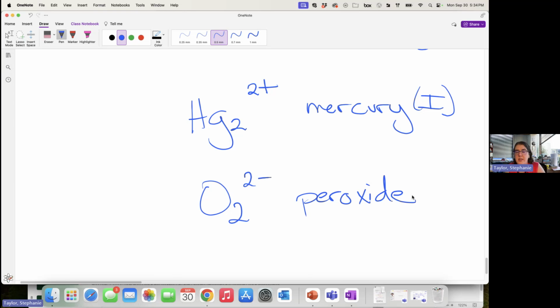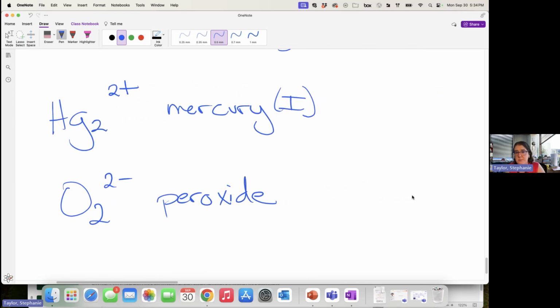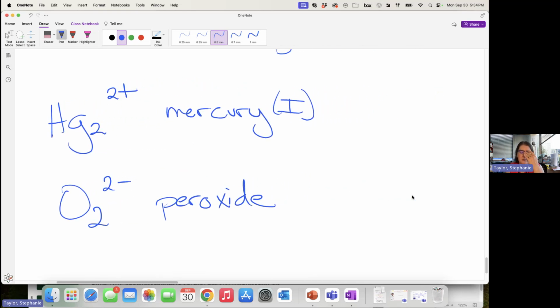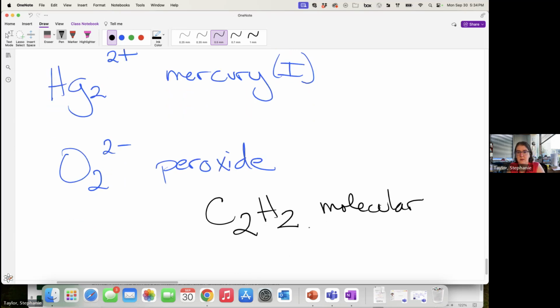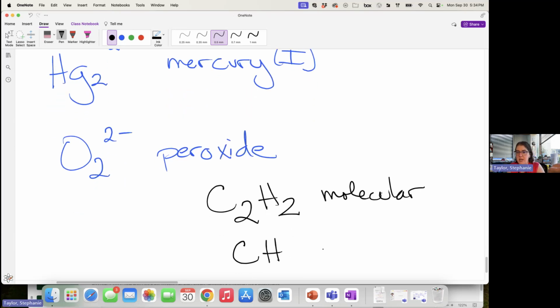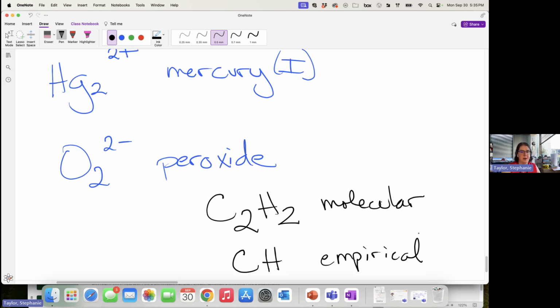So I think the question about this was particularly with empirical formulas. Whenever we talk about empirical formulas, let me just do C2H2. So this is a molecular formula. And the empirical would just be CH. An empirical formula is one where you have the lowest ratio of each of the elements that we're talking about.